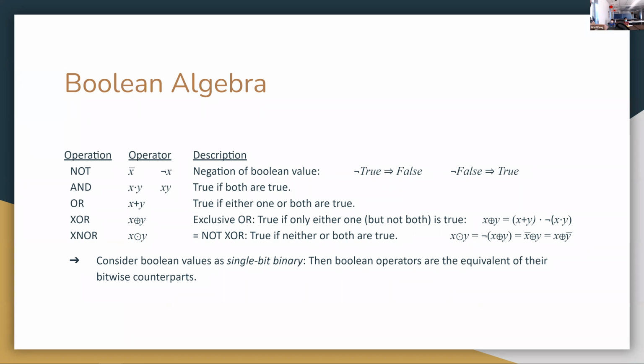And so you have these basic operators. You can also consider Boolean values as single bit binary, right? Single bit means it's either 0 or 1, it can't be anything else. That's what bits are in computers.